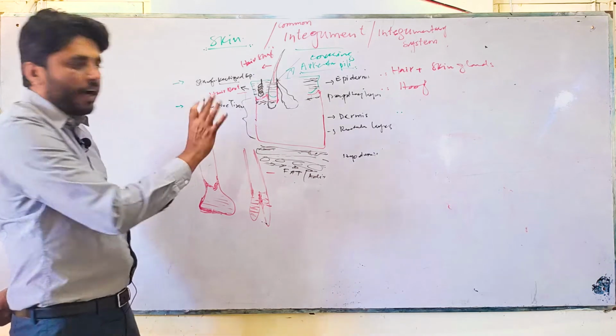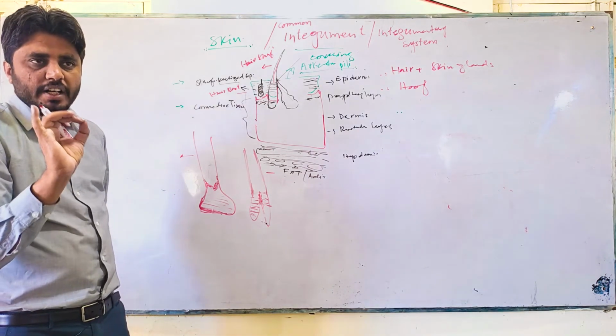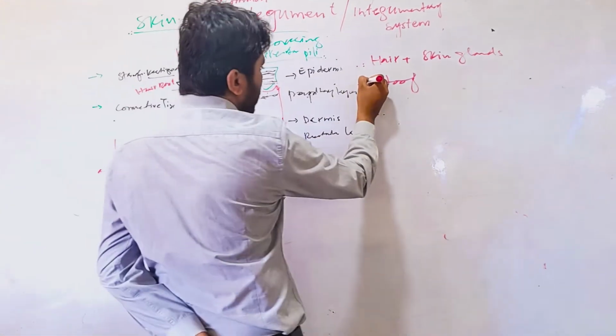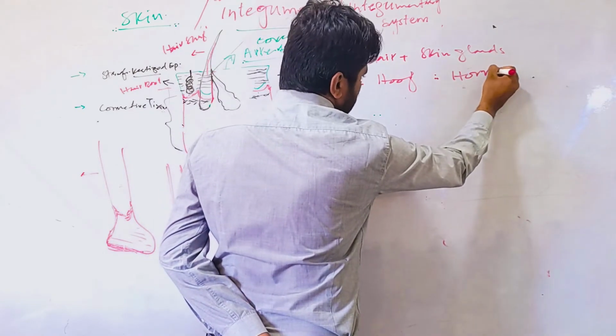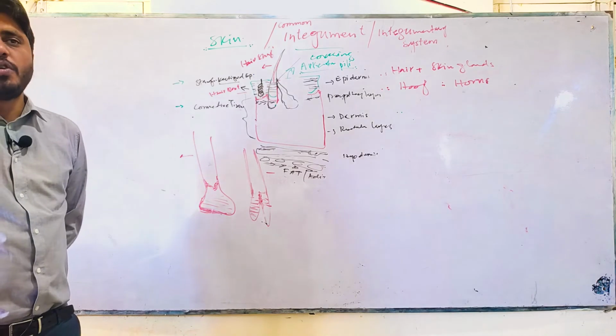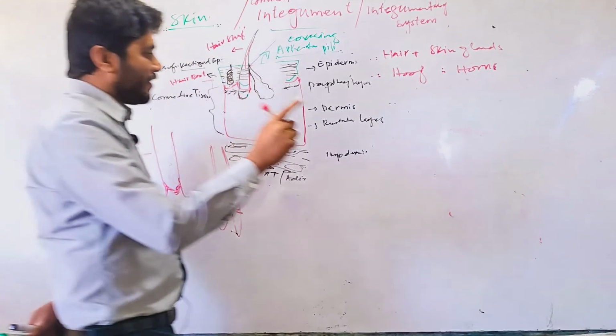So this hoof is also what? A skin derivative, or appendage. Anything else? Similarly, we have horns. This is important. Some animals, bovine species, do you have horns?